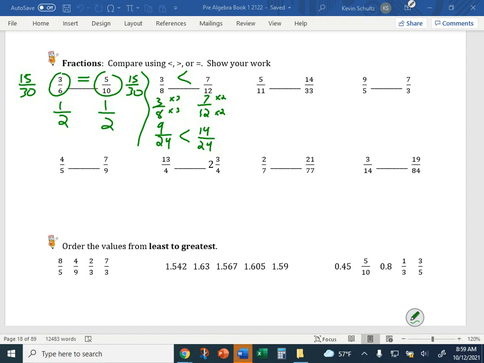Let's think about these fractions compared to 1/2. With the denominator of 8, what's half of 8? 4. Is 3 less than that or greater than that? Less than, right? So 3/8 I know is less than 1/2. Because half of 8 would be 4. I only have 3. So it's below that. What's half of 12?